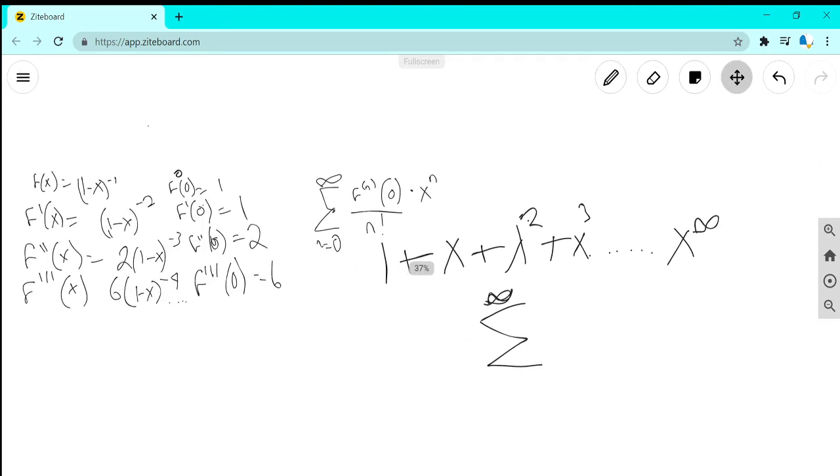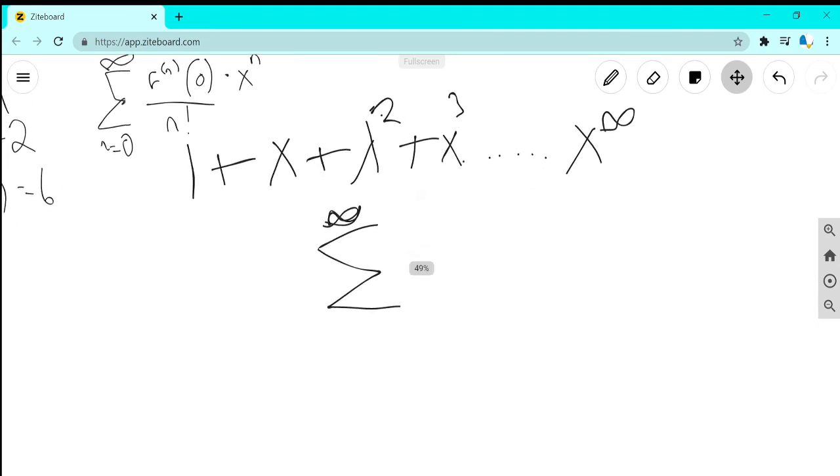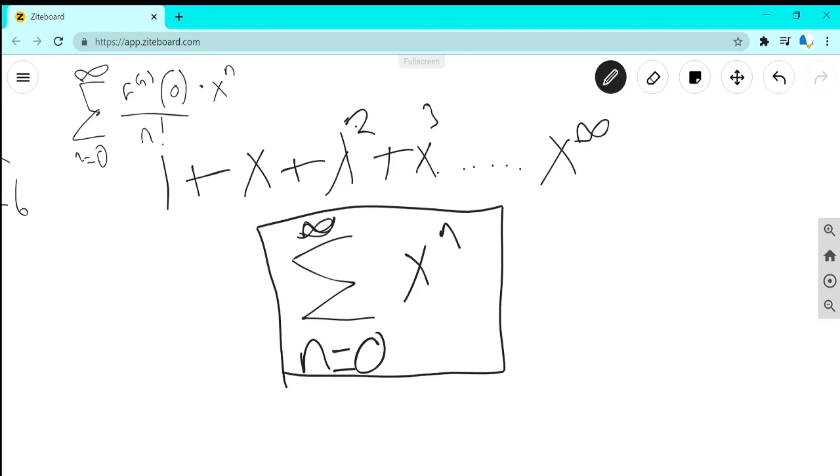Infinity. So yeah, how can we express this in sigma form? Since we're starting at n to the 0, remember x to the 0 is 1. If it's going to be x to something, because that's the pattern we've been seeing, that's basically x to the 0 plus x to the 1 plus x squared plus x to the third, and keep going on. So it just turns out to be x to the n, and that's our actual Maclaurin series.